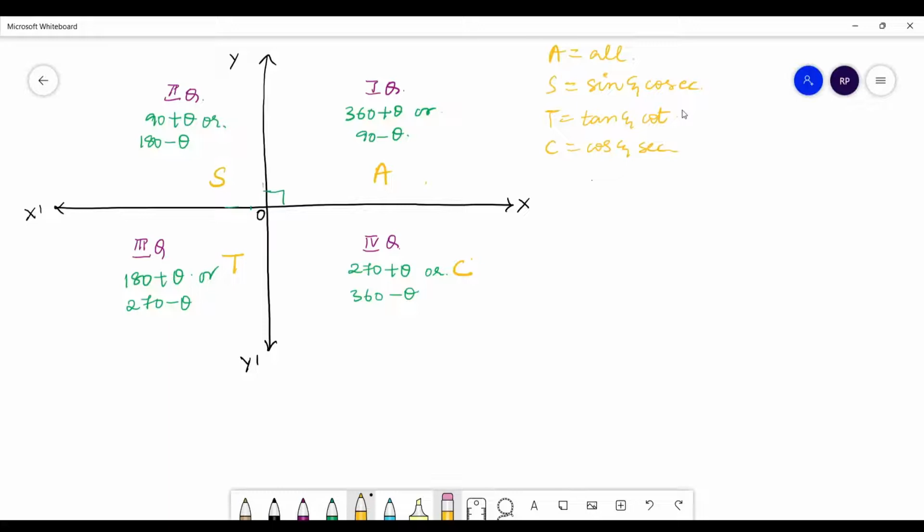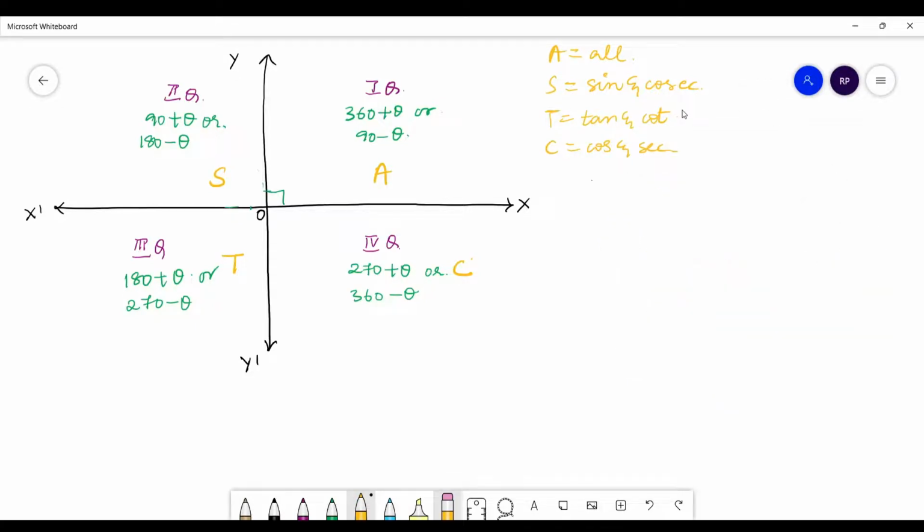Now, what does this mean? If I take some trigonometric function of these two angles in the first quadrant, it is always going to be positive, like sine of 90 minus theta. The value which I get on the RHS will be positive. Or if I take sine of 360 plus theta, the value which I get will be positive. If I take cos, tan, cot, any function, all I'm going to get is positive values. Okay, this is about A. In the first quadrant, all trigonometric functions of these two angles are going to be positive.